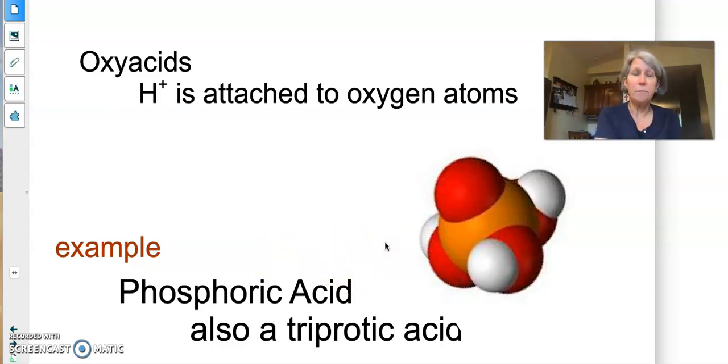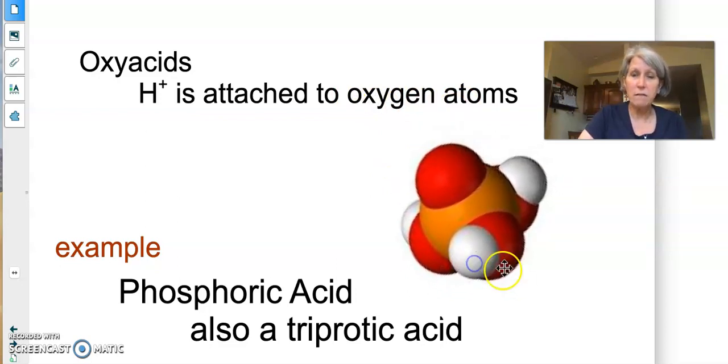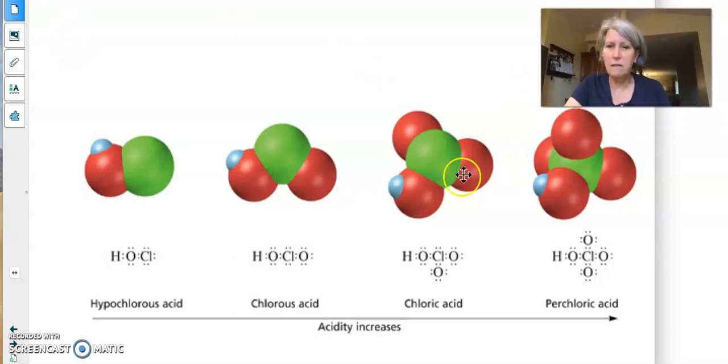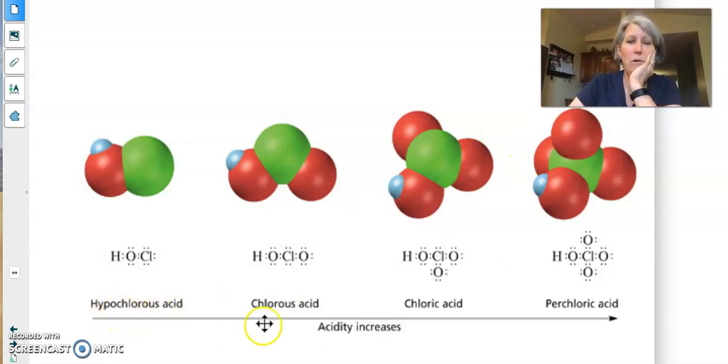However, most multiprotic acids are what we call oxyacids, and that's when you have oxygens attached. So this is actually phosphoric acid. This orange would be the phosphorus. You have 4 oxygens and you have 3 hydrogens in this molecule. So that is what we call a triprotic acid as well.